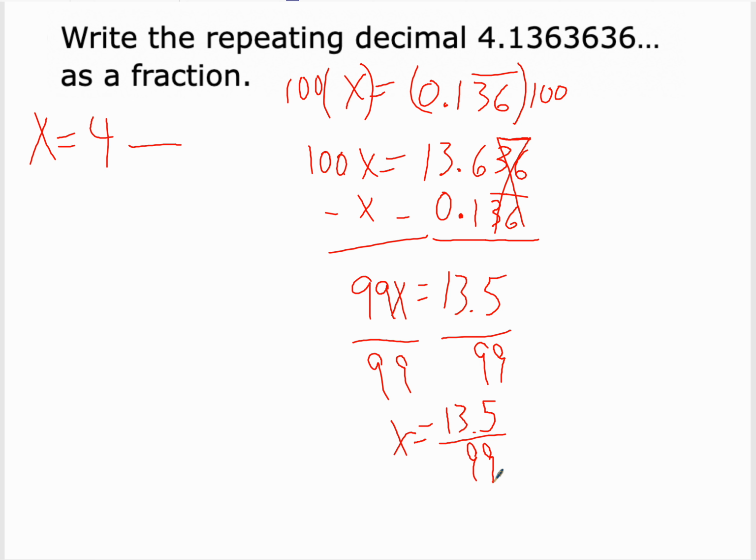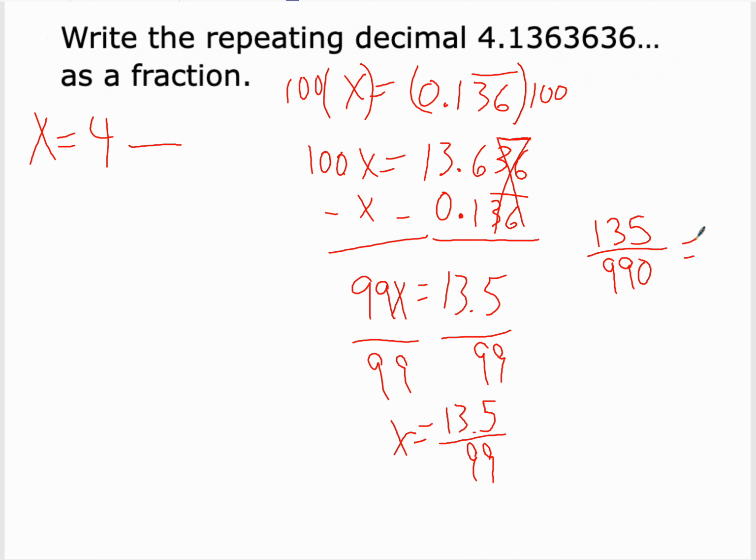All right. So 13.5 over 99. But what's the problem? Can't have a decimal, so we've got to work that out. So we need to move the decimal over. That's 135 over 990. And then that would simplify, and I'll help you out with this one. Both those numbers will divide by 45.